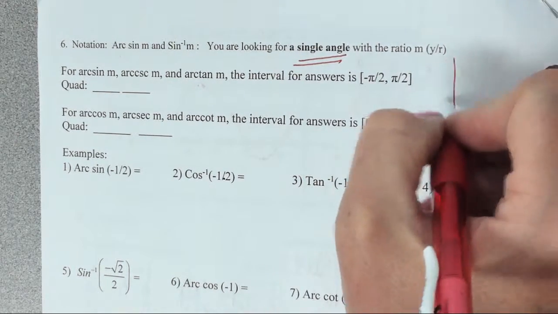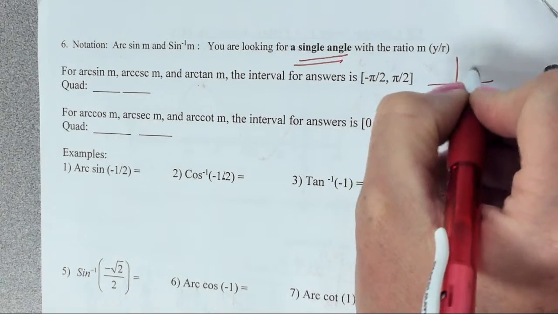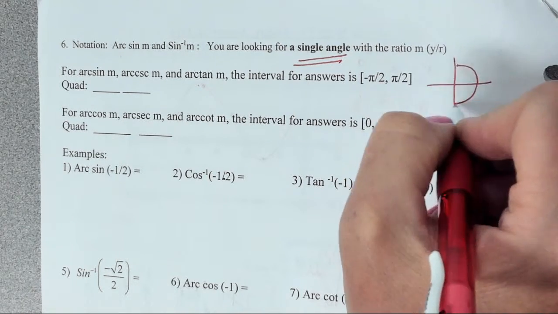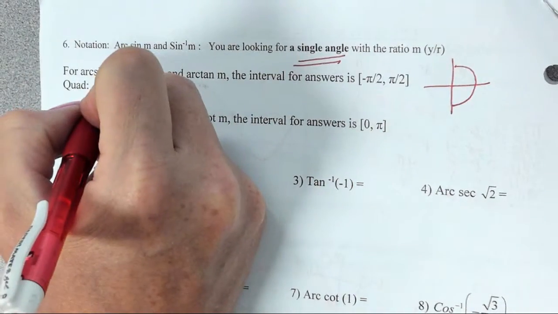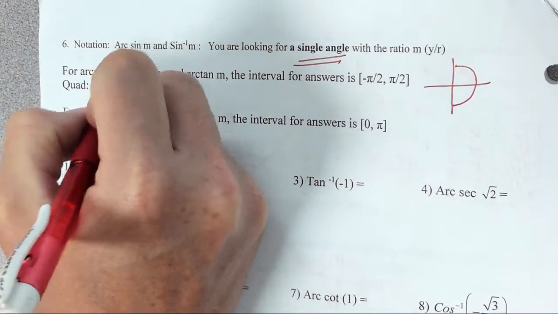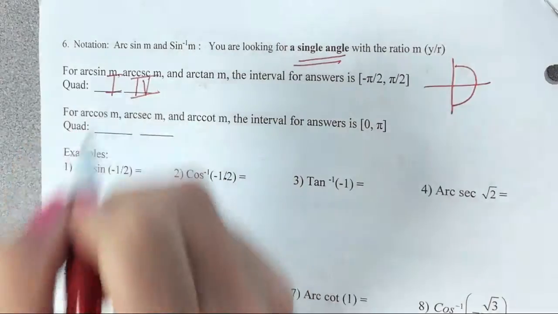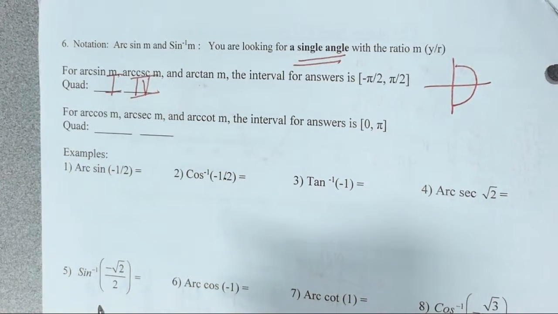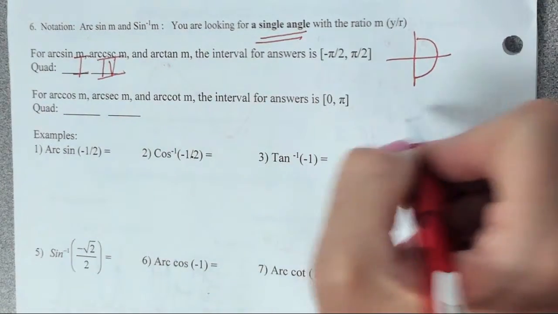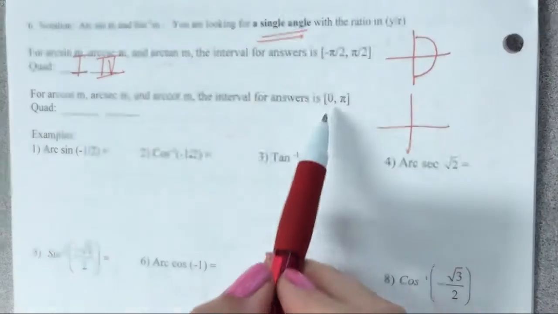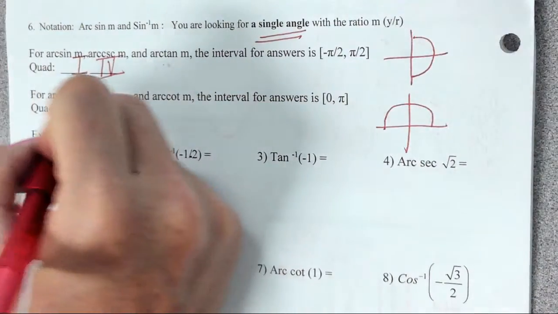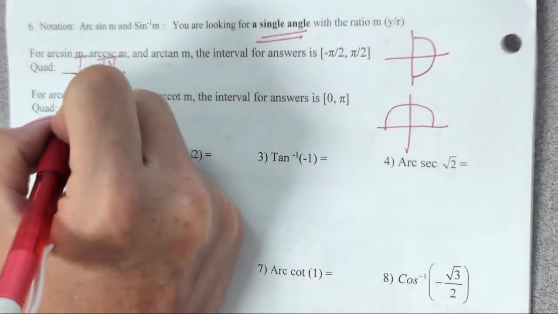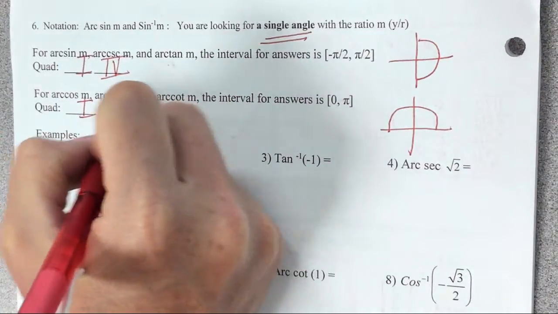Let me show you what that looks like. Here's negative pi over 2, here's positive pi over 2. What quadrants then would those be representing? Quadrant 1 and 4. You should remember doing this in pre-calculus as well as in algebra 2. So this is review. From 0 to pi, that's here to here. What quadrants are those? 1 and 2.